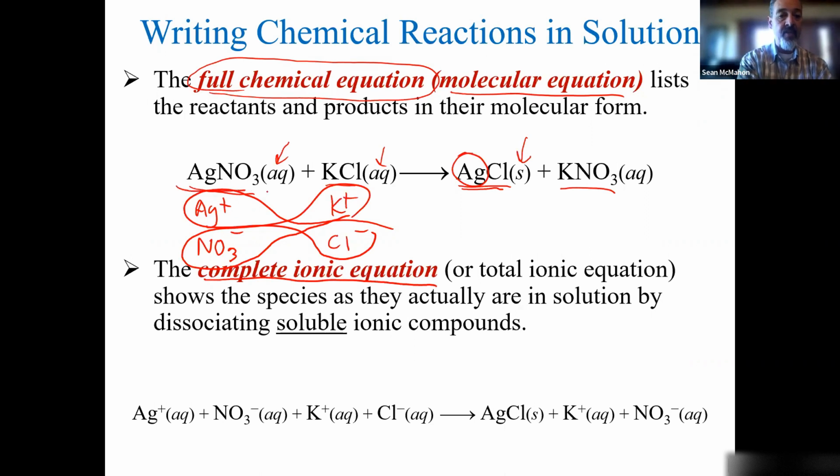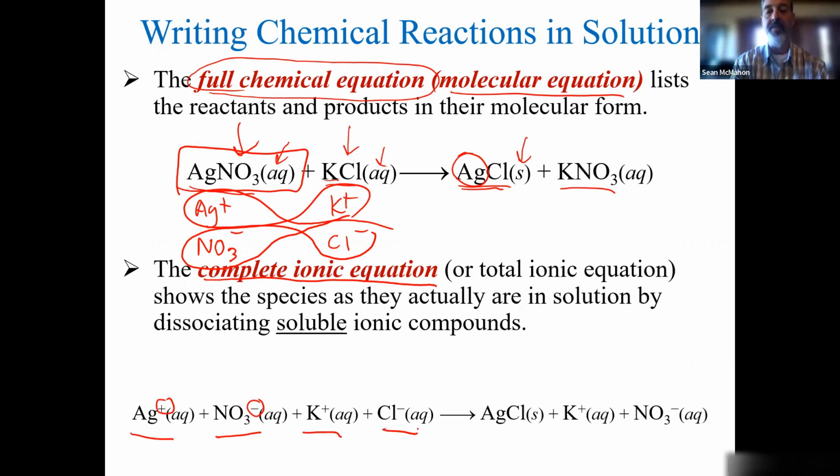So when we see silver nitrate, we know nitrates are always soluble. So that means the silver ion, and I have to include charge, is actually separated from the nitrate ion. When I look up potassium chloride, it says aqueous, and I know that the potassium is always soluble because it's group 1. So I separate the potassium ion from the chloride. When I get to the product side, what I notice is that the silver chloride precipitates out.